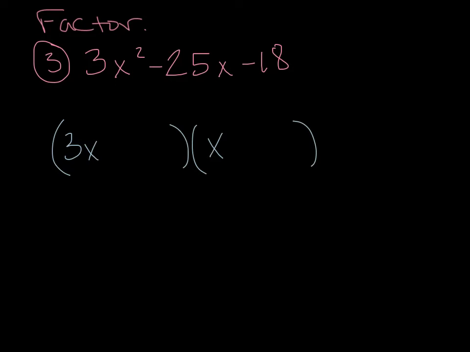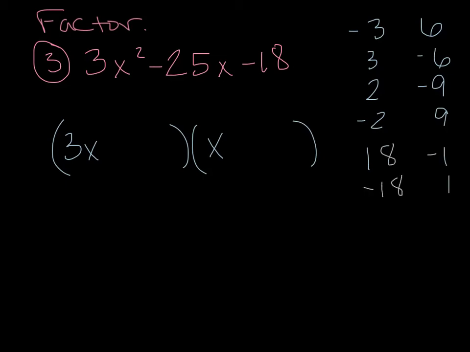So we've got to think of things that are going to multiply to get negative 18. If you want to make a list, you can. It'd be negative 3, positive 6; positive 3, negative 6; 2 and negative 9; negative 2, positive 9; 18 and negative 1; negative 18 and 1. The quicker you get at that, and the less you have to write them all down, the better it's going to be. Okay, so let's just start trying these.